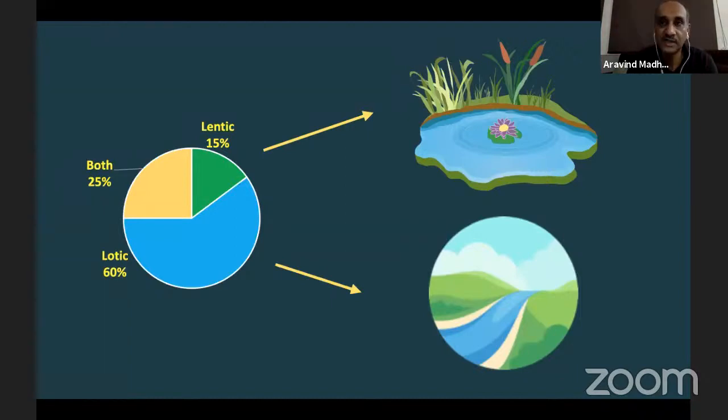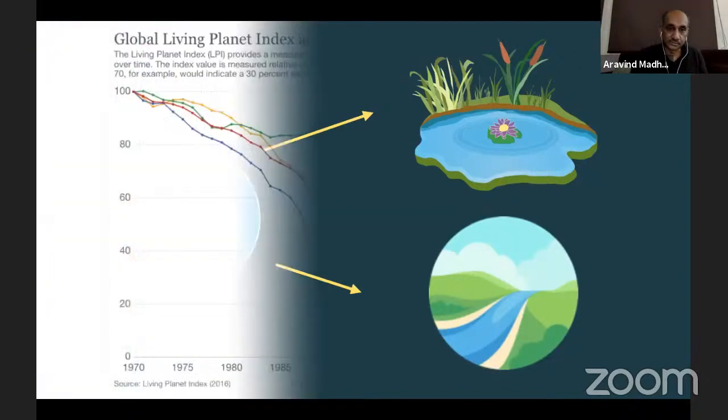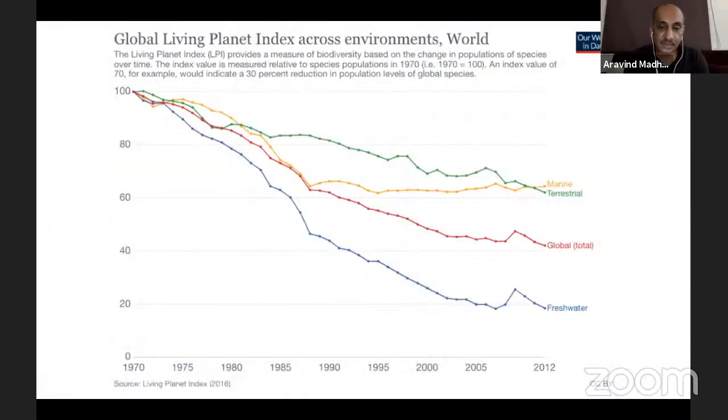And these species require very clean, fast flowing or moderately fast flowing streams and rivers with high oxygen concentration and less turbidity for their survival. So any activities in the lotic environment will have a high implication on the survival of the freshwater mollusks adapted to this habitat. Recently, WWF has released the Living Planet Index, which shows that freshwater biodiversity has declined significantly compared to marine and terrestrial environments.